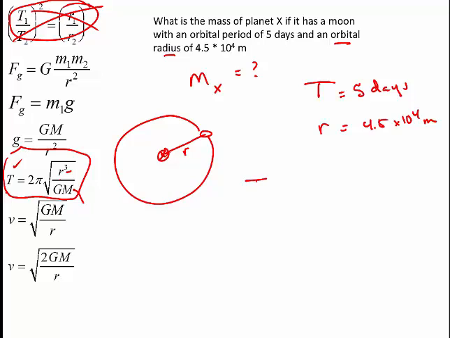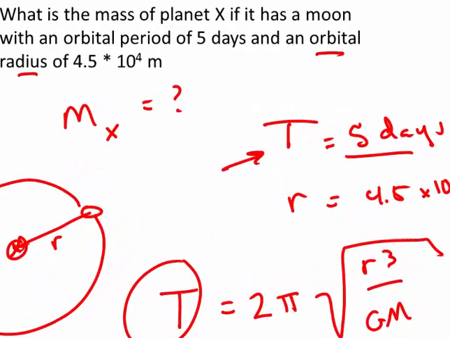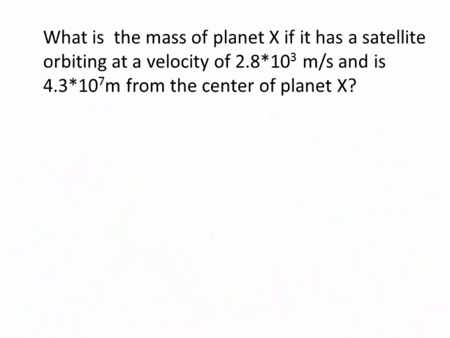So I can use this big equation, big T equals 2 pi square root of r cubed over big G, big M. Now the issue is period has to be in seconds. This is in days, so I'm going to have to convert that to seconds before I try and plug it in. Radius has to be in meters, and it is, so we're good. So I just have to convert that days to seconds, and then we should be good and you can solve it.